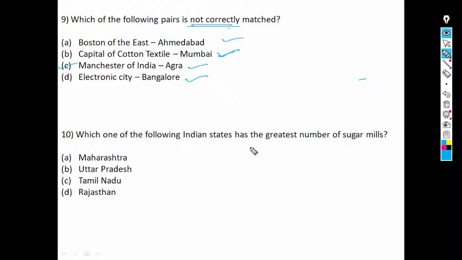Next, which one of the following Indian states has the greatest number of sugar mills? Maharashtra, Uttar Pradesh, Tamil Nadu and Rajasthan. Greatest number of sugar mills particularly. It is Maharashtra.